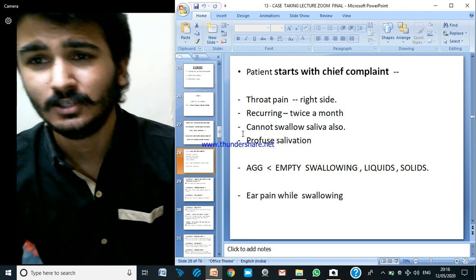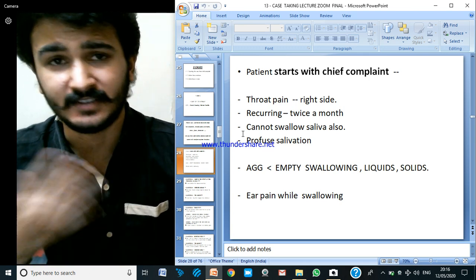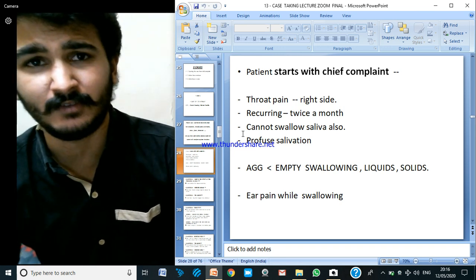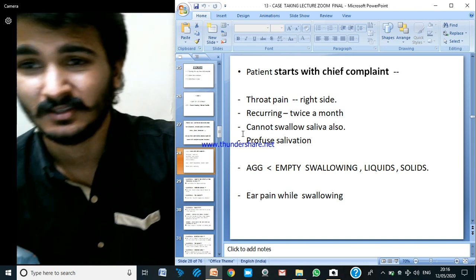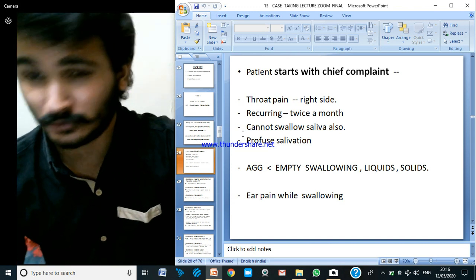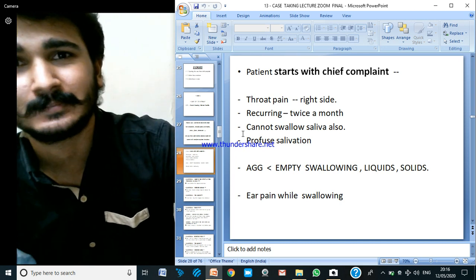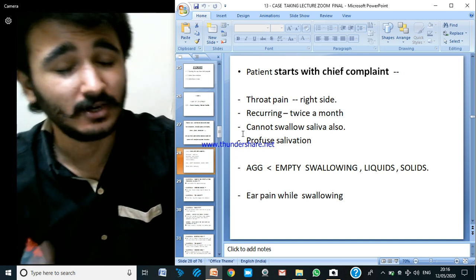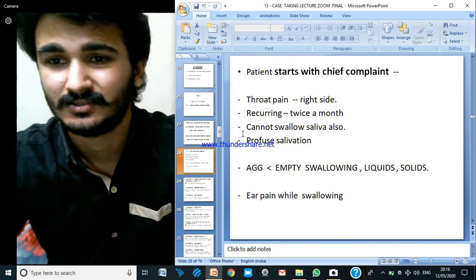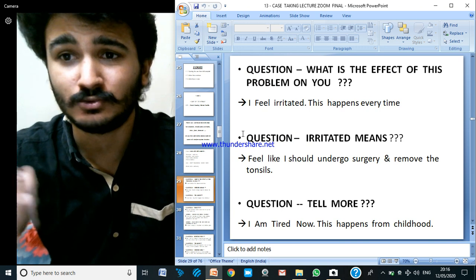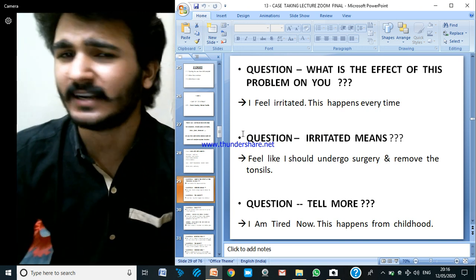So she starts with throat pain. She says, I am having throat pain on the right side. It's recurring again and again, twice a month. Every 15 days I have that pain. Tonsils are enlarged, tonsils are swollen. There is congestion in the throat, profuse salivation, and I cannot swallow saliva also. On empty swallowing also it pains. Liquids and solids I cannot take. I have not eaten food since 2 days. Ear pain while swallowing.